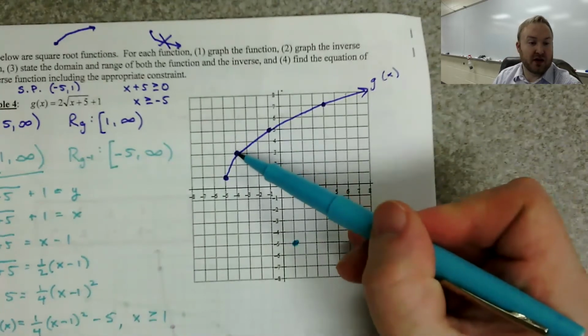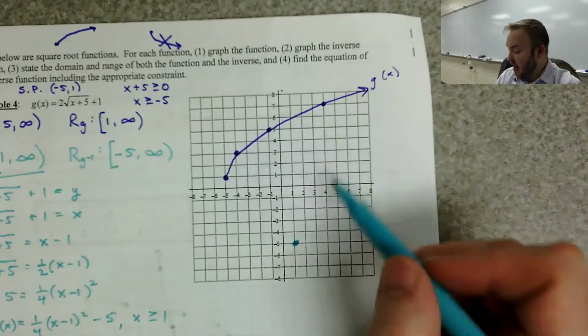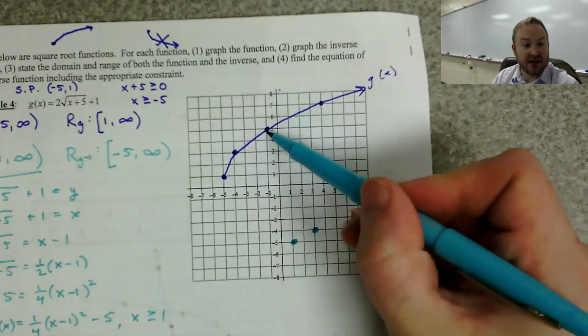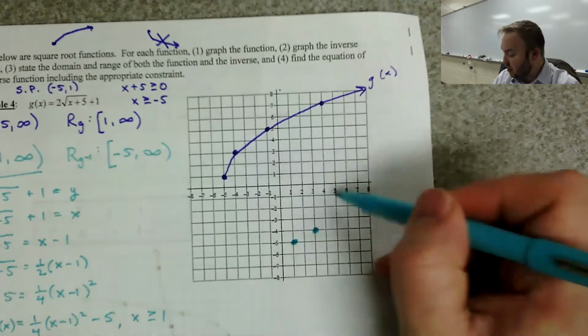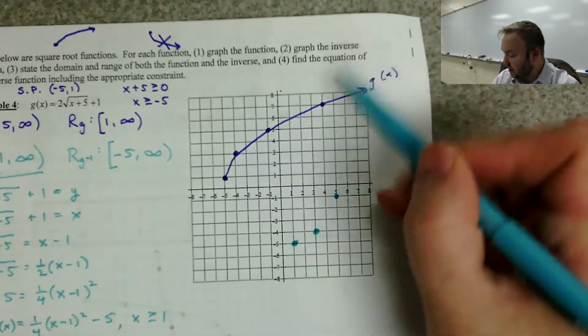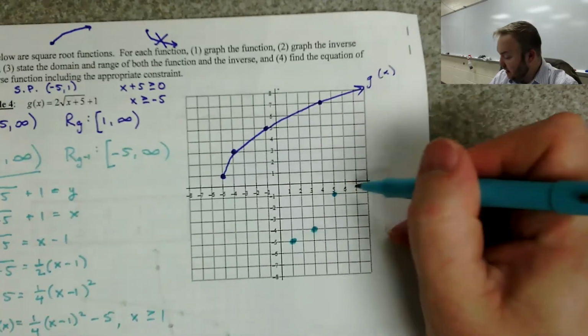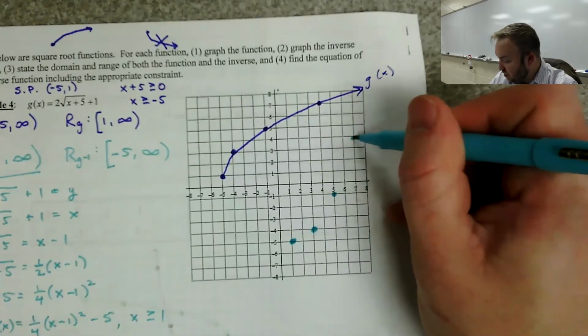This point has coordinates -4, 3. I'll flip that and put a point at 3, -4. For this guy, instead of -1, 5, I'll go to 5, -1. And for this point here, that's at 4, 7, I'll flip that and go 7, 4.